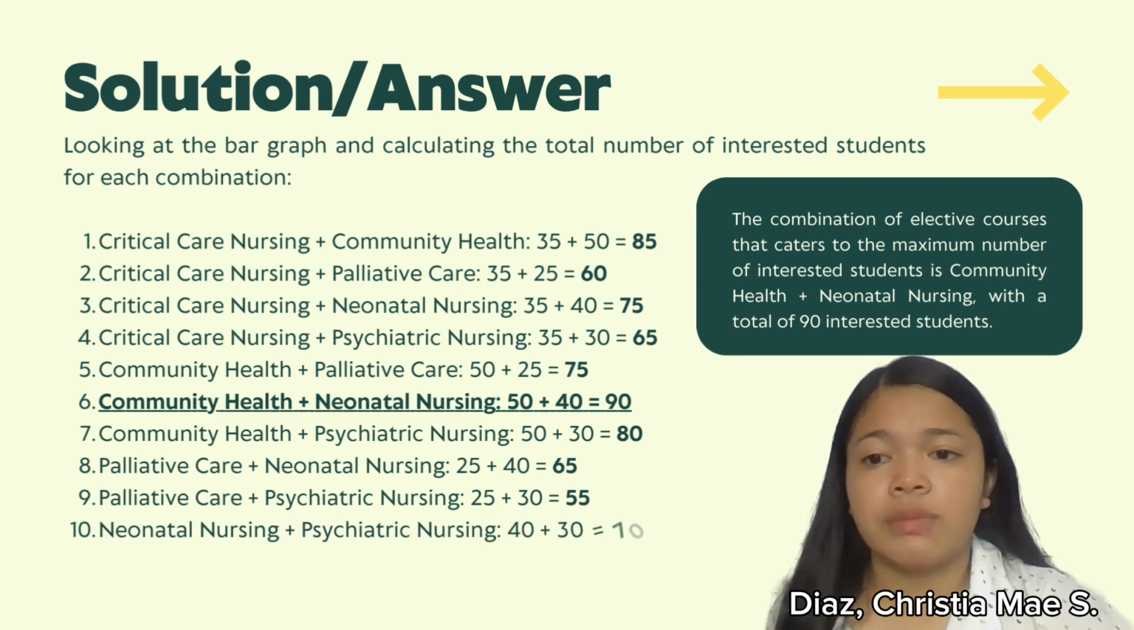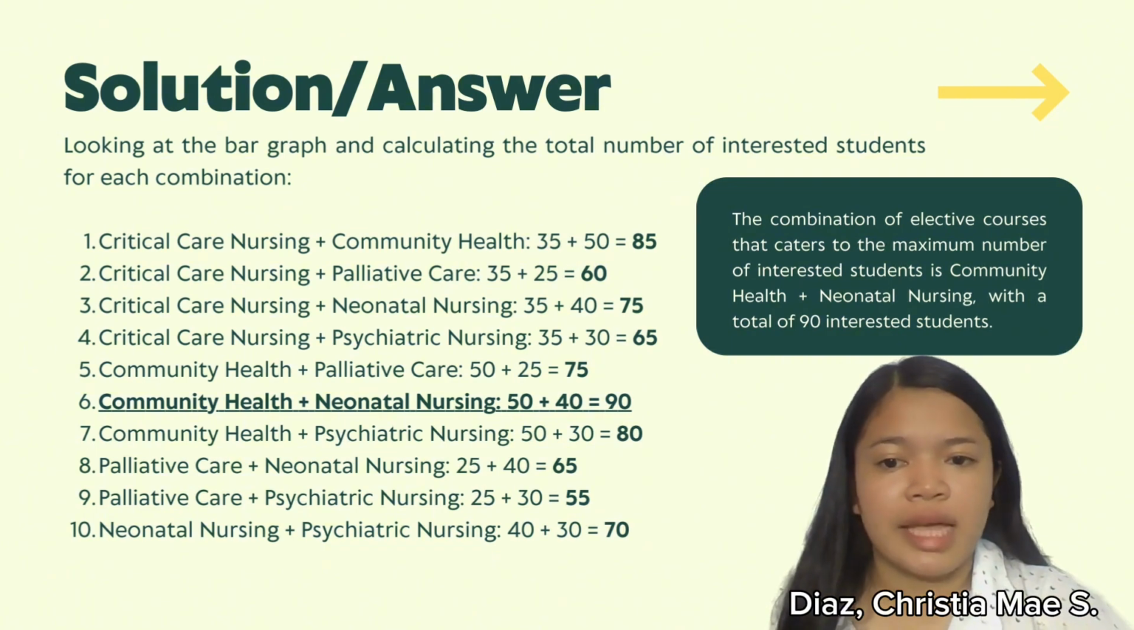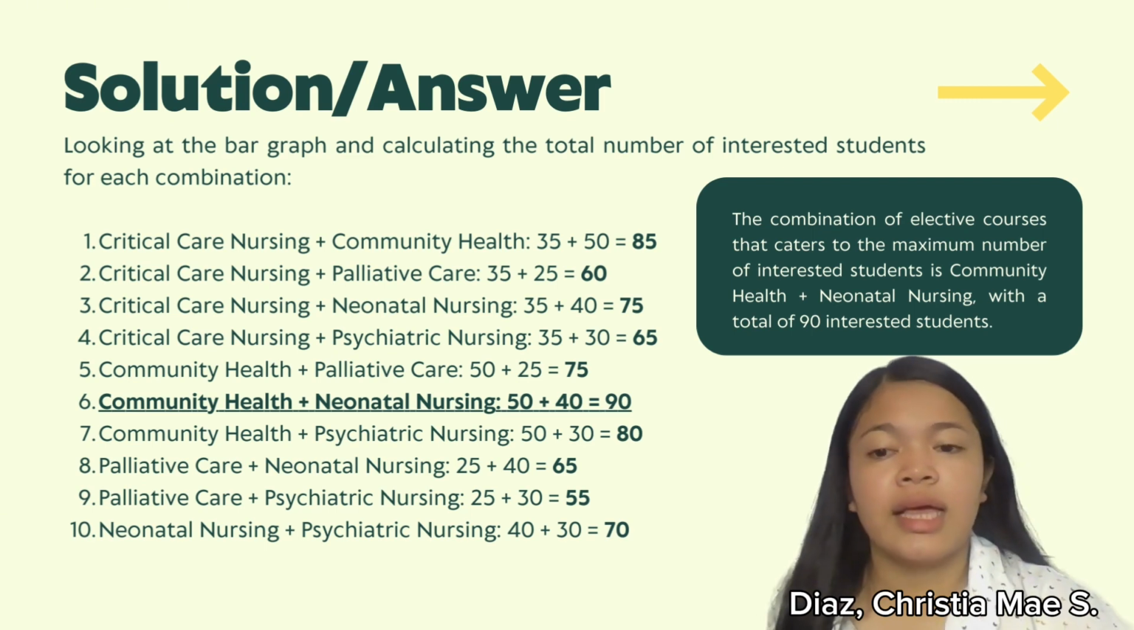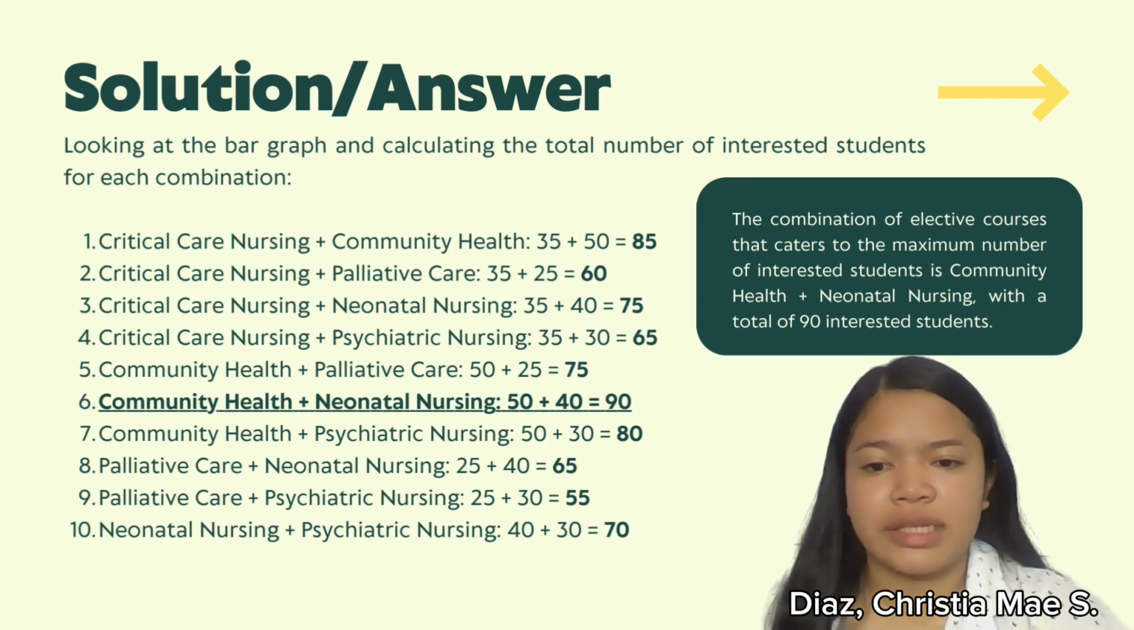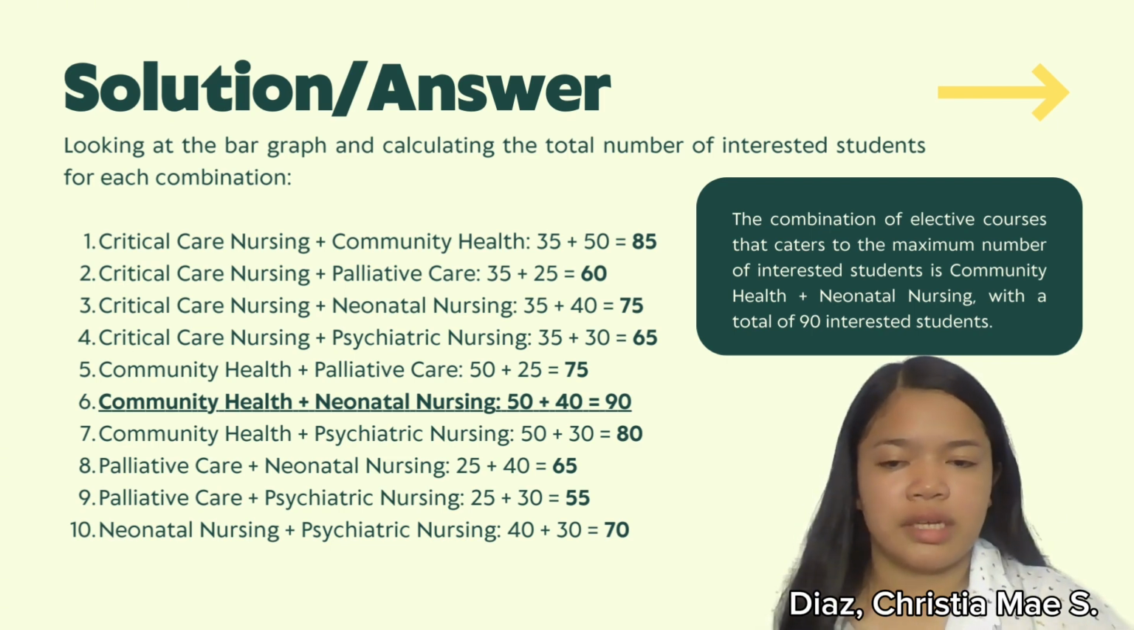Number 5, community health plus palliative care, 50 plus 25 equals 75. Number 6, community health plus neonatal nursing, 50 plus 40 equals 90. Number 7, community health plus psychiatric nursing, 50 plus 30 equals 80. Number 8, palliative care plus neonatal nursing, 25 plus 40 equals 65. Number 9, palliative care plus psychiatric nursing, 25 plus 30 equals 55. And lastly, neonatal nursing plus psychiatric nursing, 40 plus 30 equals 70.